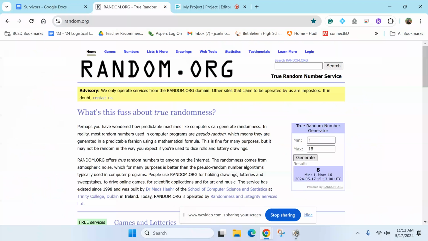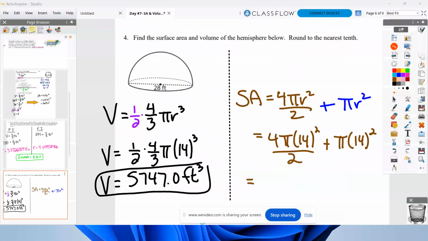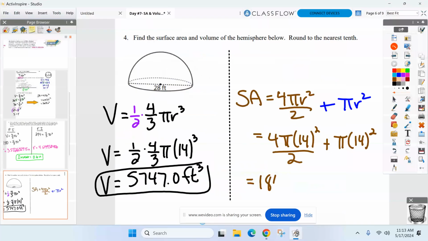Oh, boy. We should have had this open already, huh? Josh? 1,847.3. Wow, great job. That was impressive. What units there then? Feet squared. Nice. Even better. Look at you. All right, perfect. Questions, comments, any concerns on spheres?